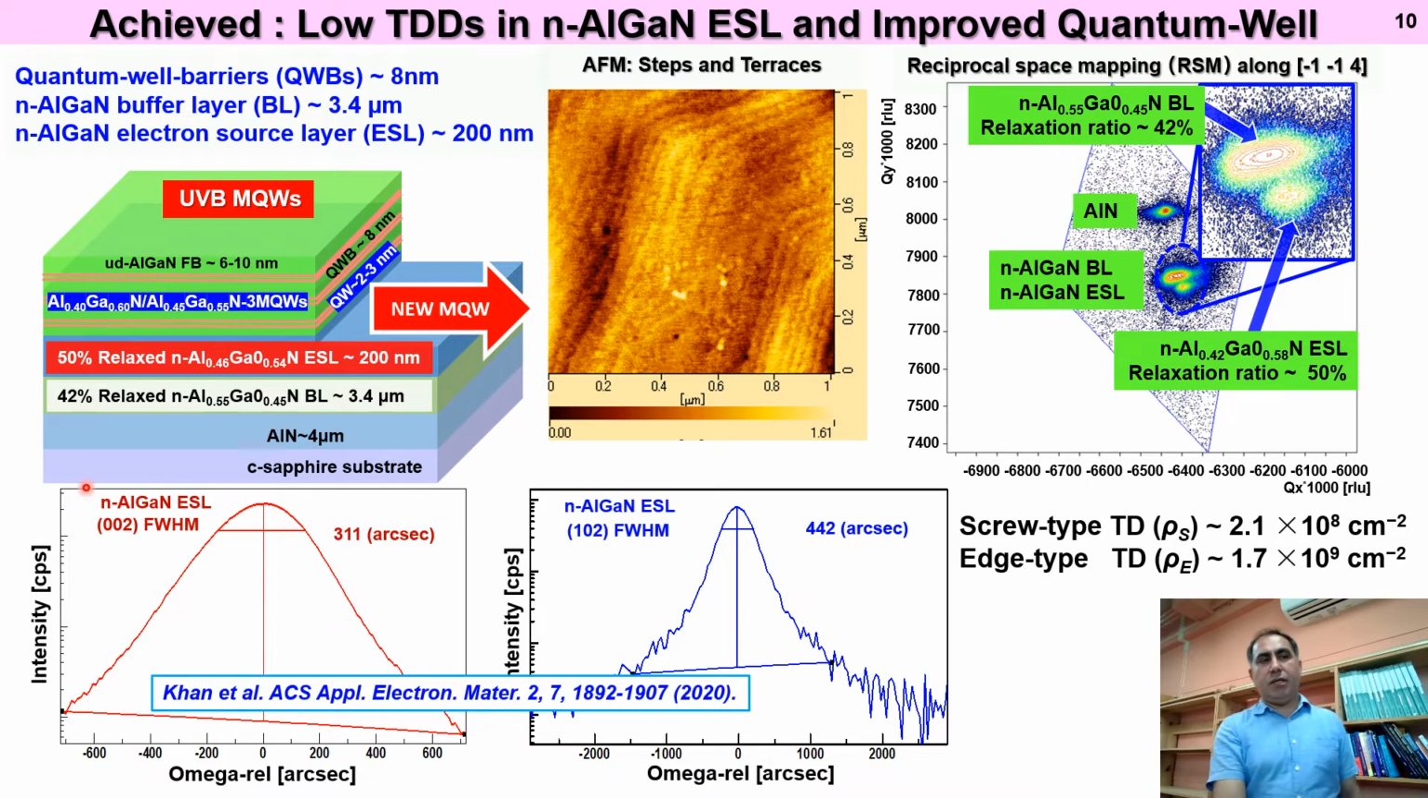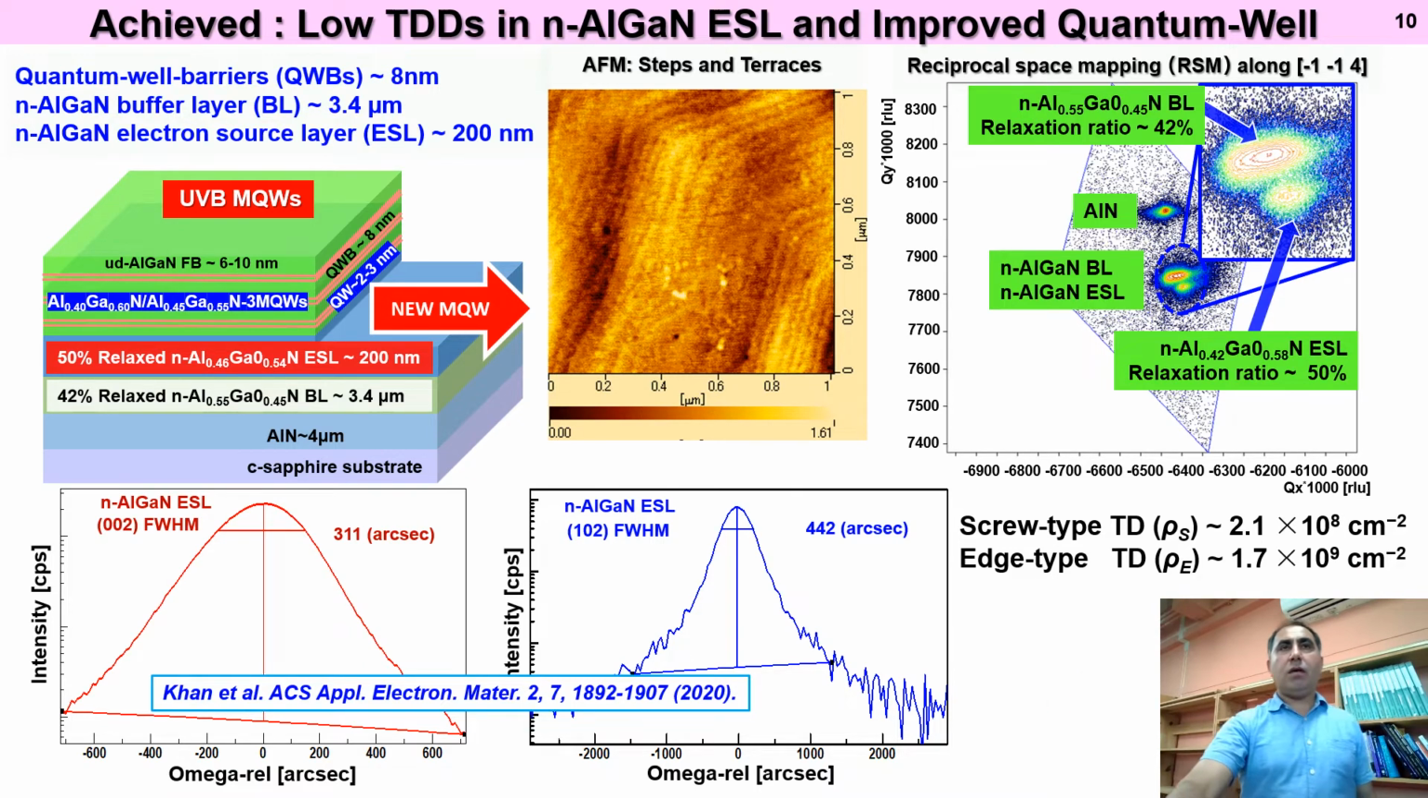So as a result, we got very good crystallinity, and the rocking curve along the 002 and 102 reflections, where the full width at half maximum was reduced to 311 arc seconds and 442 arc seconds. The screw-type dislocation density was reduced to 2.1 × 10^8 per square centimeter, and the edge-type dislocation density was reduced to 1.7 × 10^9 per square centimeter.